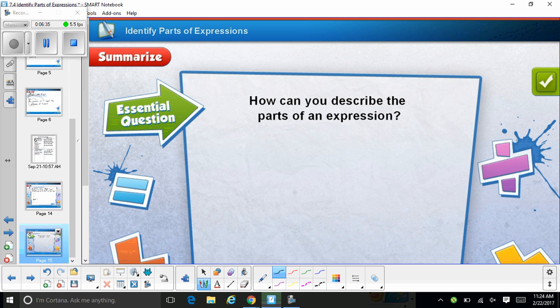Okay, last, our essential question. How can you describe the parts of an expression? I want you to summarize in 2 to 3 sentences. How do we describe the parts? What were the parts that I discussed in this video? What are we looking for? What are we pulling out? And what key information are we using? All of that should be written in a complete sentence. Again, 2 to 3 sentences describing how you would go about solving or describing the parts of an expression.